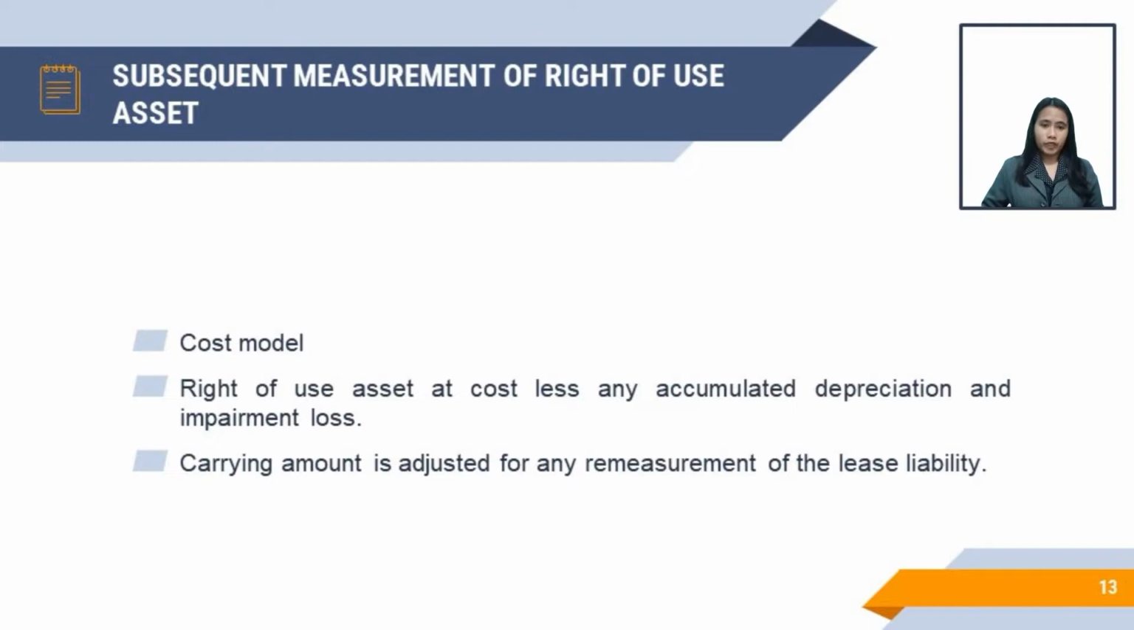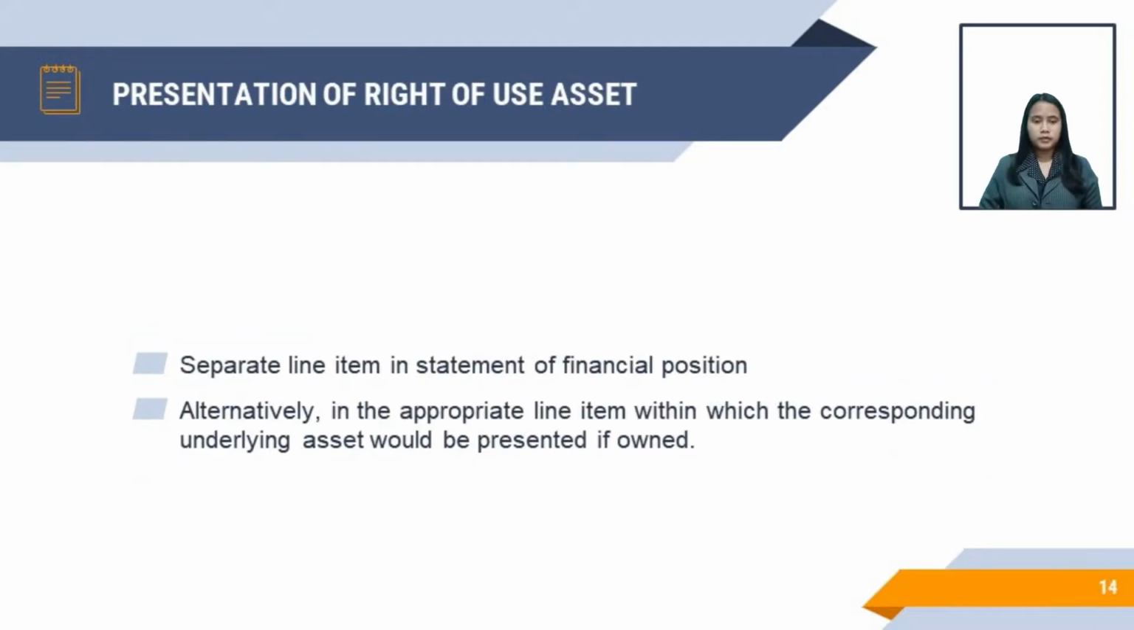Subsequent measurement of right-of-use asset is to apply the cost model. It is when the carrying amount is adjusted for any remeasurements of the lease liability, and the right-of-use asset is at cost less any accumulated depreciation and impairment loss. Right-of-use asset is presented in a separate line item in the statement of financial position, or alternatively in the appropriate line item within which the corresponding underlying asset would be presented if owned.